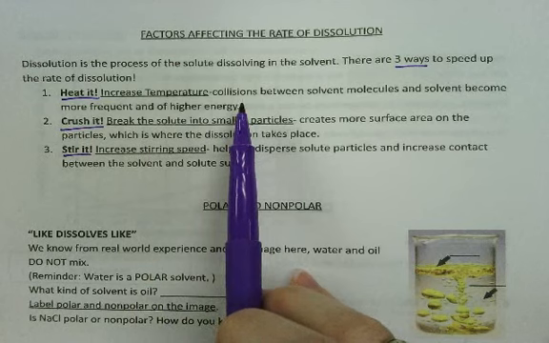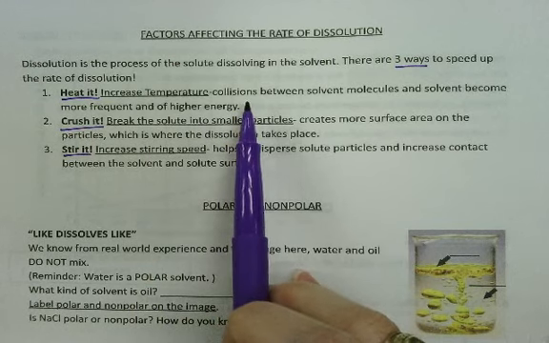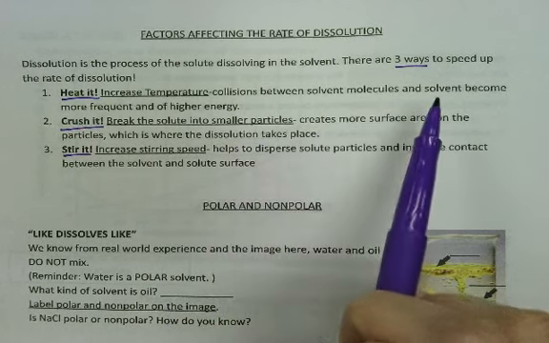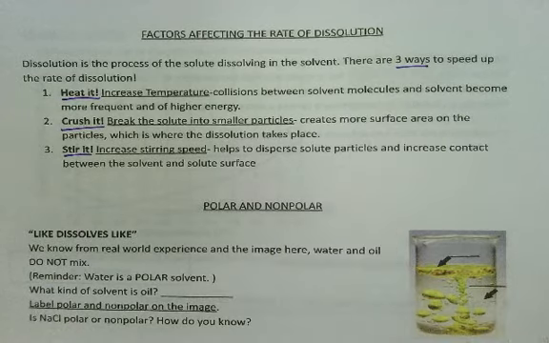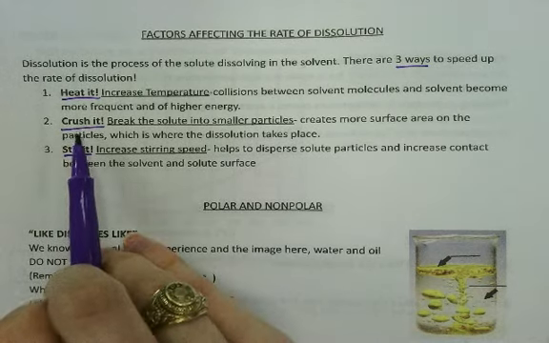So increasing the temperature is going to increase the number of collisions between our solvent molecules and our solute molecules, or our solute, like salt. This is going to make more frequent collisions happen and cause our solute to dissolve faster in our solvent. Okay?